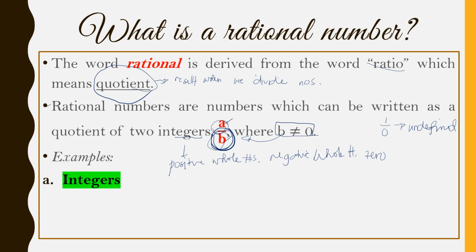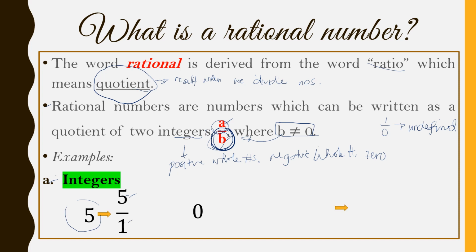Here are some examples. Rational numbers come in different forms. It can be an integer, just like this number, because we can write 5 as a quotient of two numbers, namely 5 and 1. When we divide 5 by 1, the result is 5. So 5 is an integer, and 1 is also an integer.